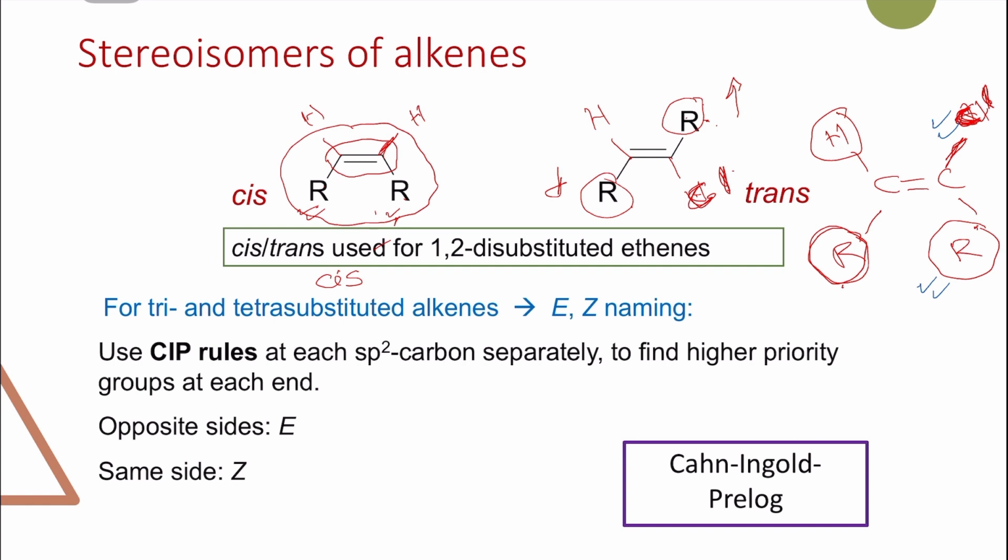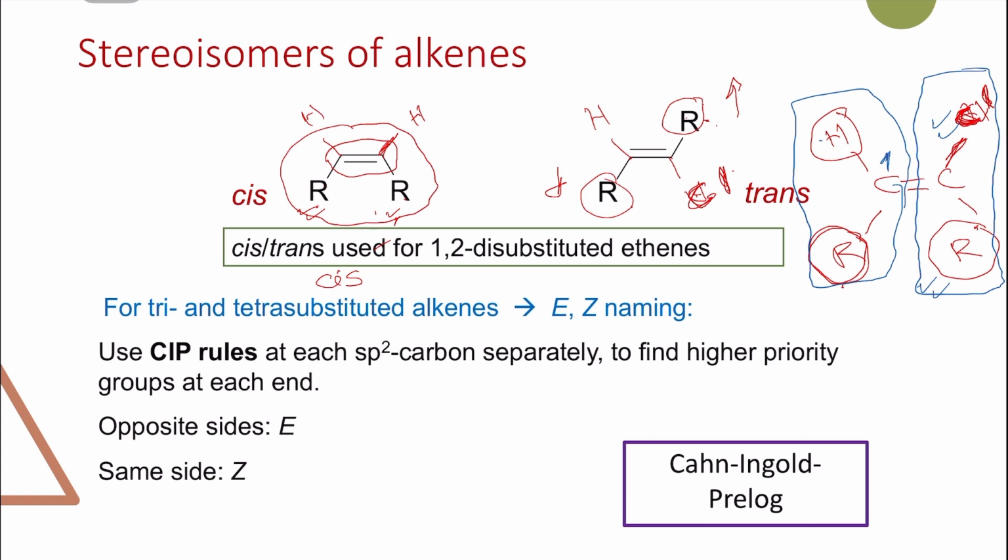There is a certain rule I can follow called the Cahn-Ingold-Prelog rule, or CIP rule. This rule will help me to find the priorities of the different substituents around the double bond. I look at the priority for the groups attached to the first carbon here, so I will assign priority for these two groups together, and separately I will look at the priority for the groups attached to the second carbon, so these two groups together.